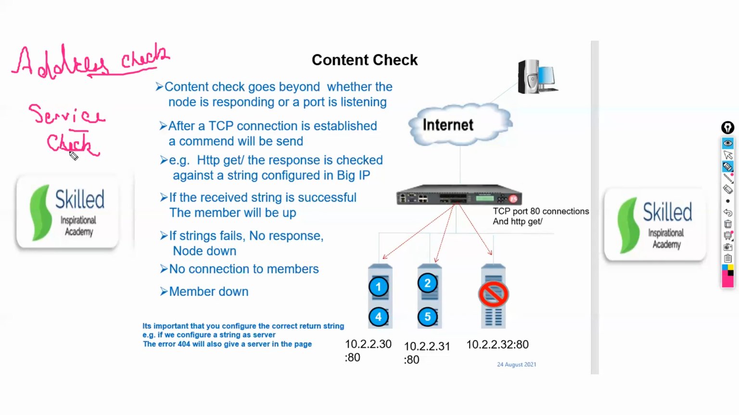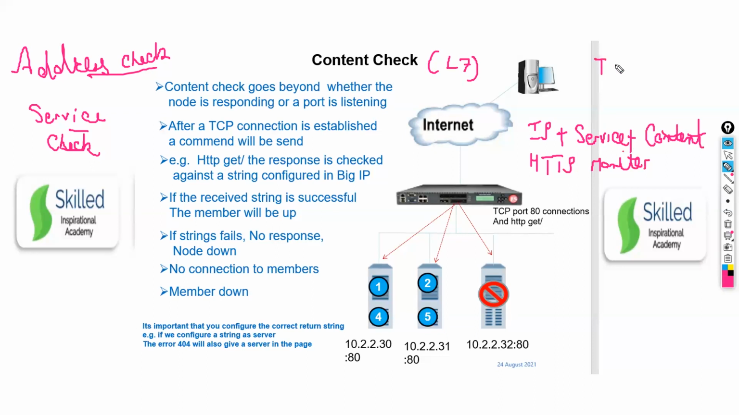Now, continuing with this, there is one more health monitor which comes under layer 7, which checks your IP address, plus it will check your service also, but it goes beyond that. It will check your content. It is called the HTTP monitor. When you go to the monitor list, and to a pool or pool member, you can see TCP, ICMP, and one monitor called HTTP.